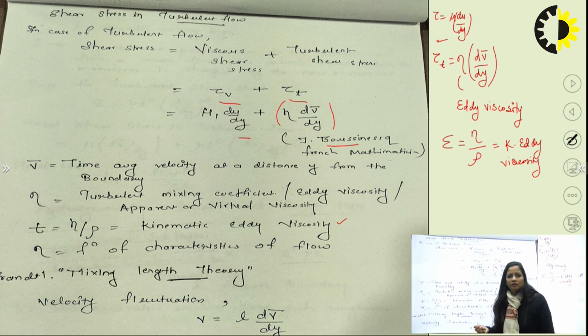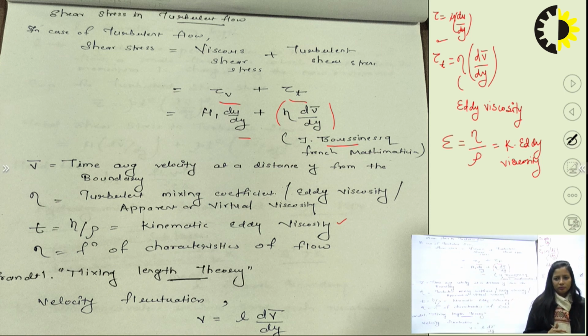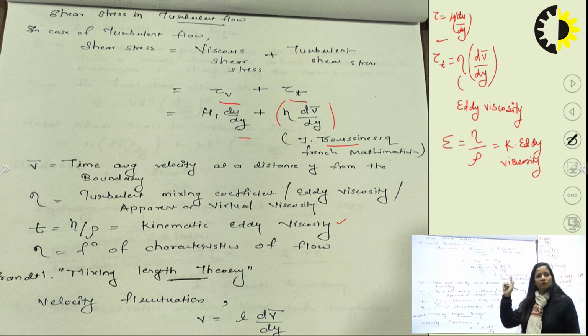Now going further, Prandtl, a scientist, gave the theory of the mixing length concept, the mixing length concept in turbulent flow. On the basis of his theory, he also gave a formula for turbulent shear stress. What he has introduced to us is Prandtl mixing length. What is Prandtl mixing length and what is velocity?